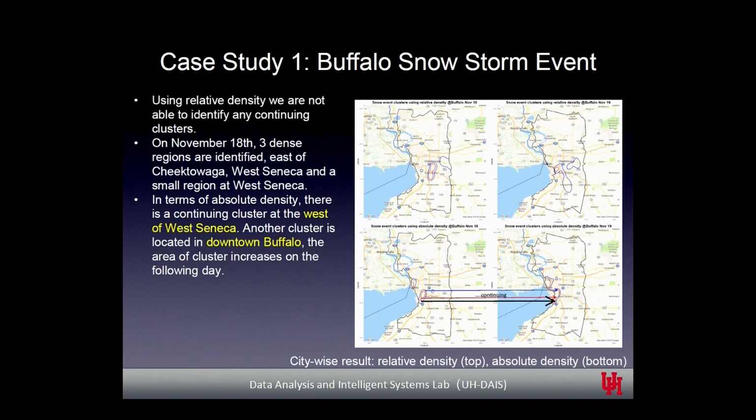Then we focus on Buffalo City only, and those are the clustering results we have. On top is the relative density, and on the bottom is the absolute density. Based on the relative density, there are no clusters at downtown Buffalo. But for the absolute density, there definitely is, because downtown is a populated area with a high density of population. So for the absolute density, there's a region at downtown Buffalo, and there's also a continuing cluster at the west of West Seneca. But for the relative density, we identify no continuing cluster.